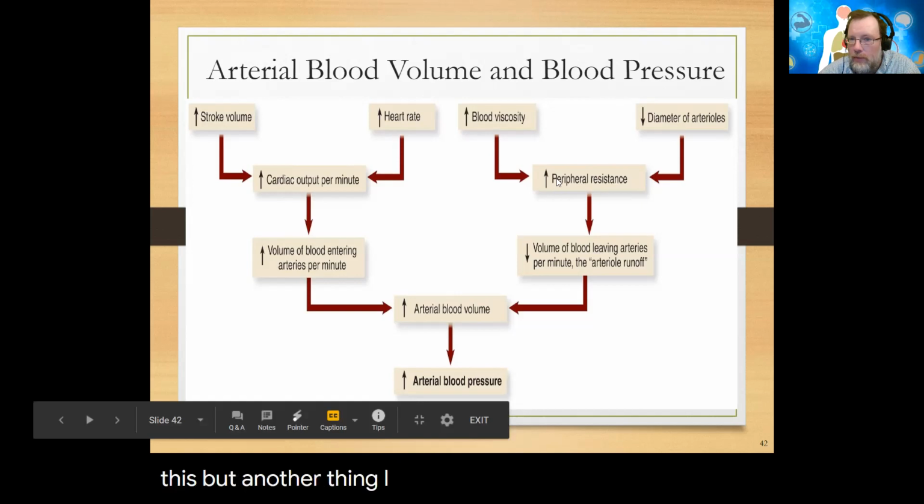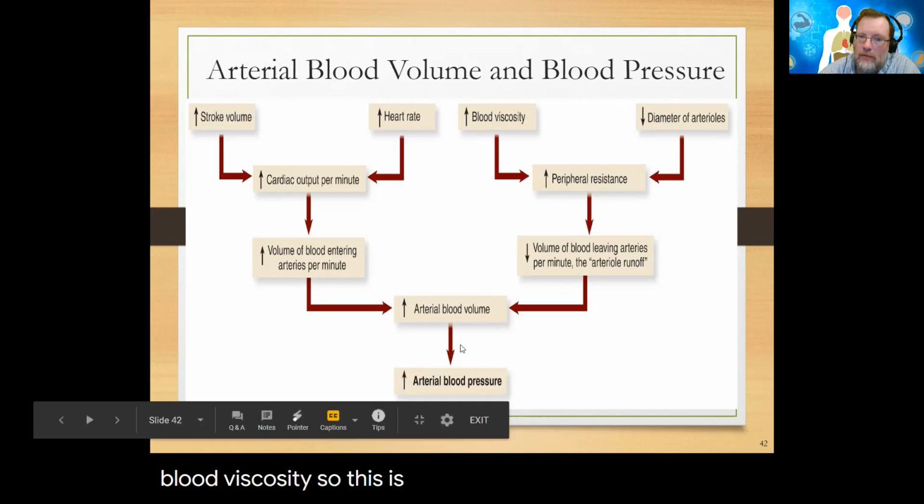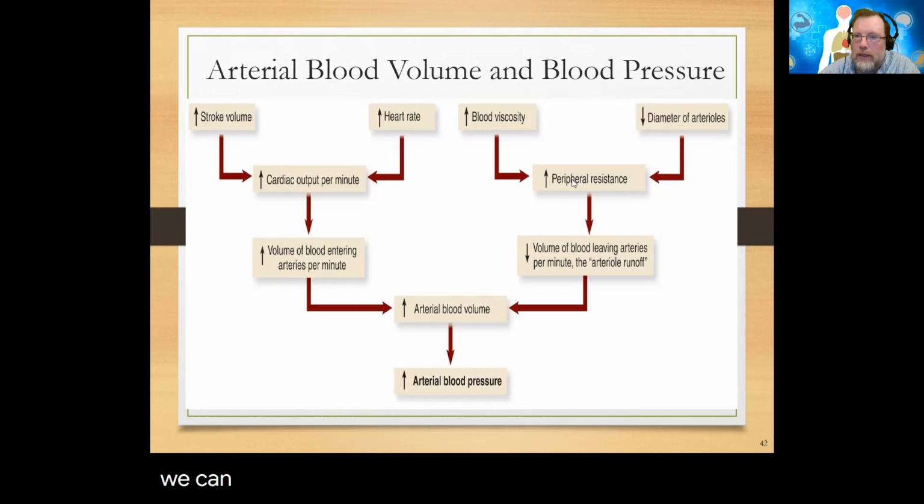But another thing I could do is reduce peripheral resistance. So how do I reduce peripheral resistance? Vasodilation and thinning out the blood, or a decrease in blood viscosity. This is why if you have high blood pressure, you get put on blood thinners oftentimes. So we can clinically alter one of these items. Put you on a statin or an anti-cholesterol drug.